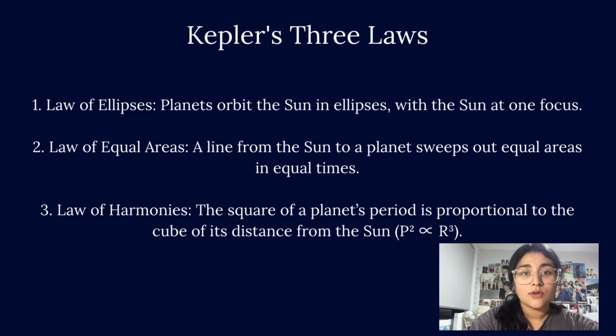Kepler's third law is the law of harmonies. It describes the relationship between a planet's distance from the Sun and the time it takes to complete one full orbit. Specifically, the square of the orbital period is proportional to the cube of the average distance from the Sun. This law allows us to predict how long a year is on any planet, based on its distance from the Sun.